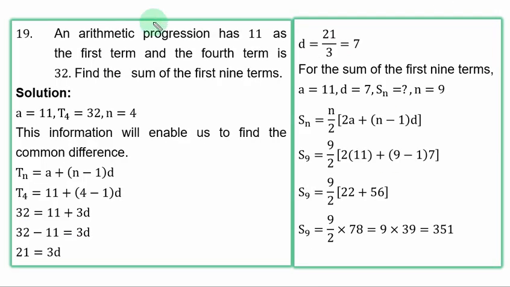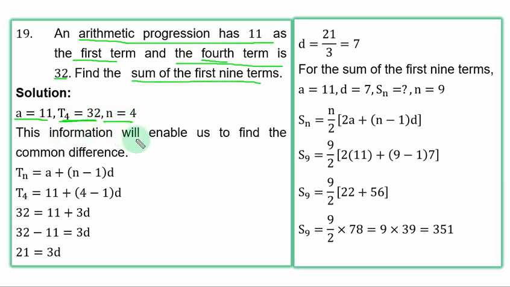Example 19. An arithmetic progression has 11 as the first term and the fourth term is 32. Find the sum of the first 9 terms. Solution. From the question, a is equal to 11. The fourth term, that is t sub 4, is equal to 32. At this point, n is 4.